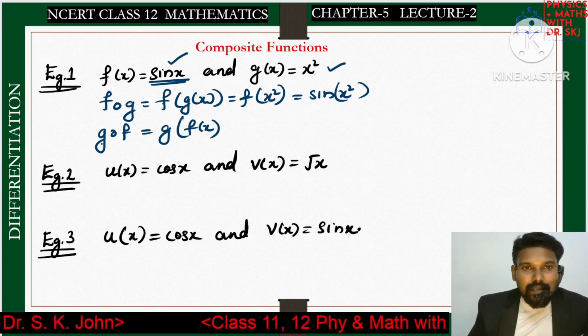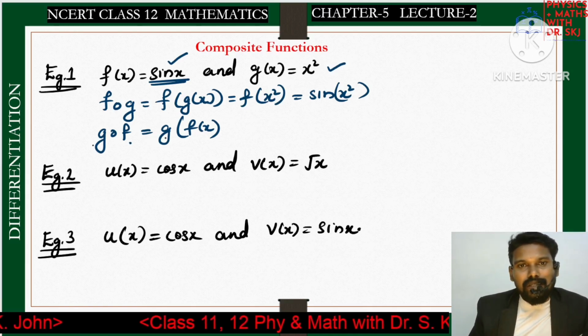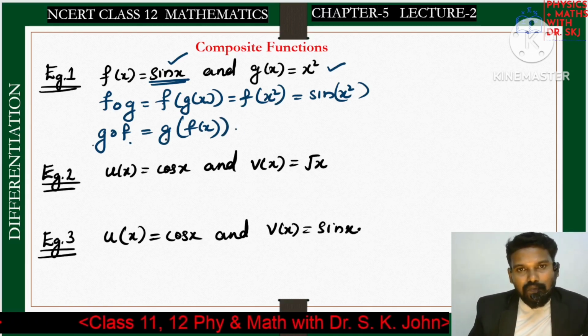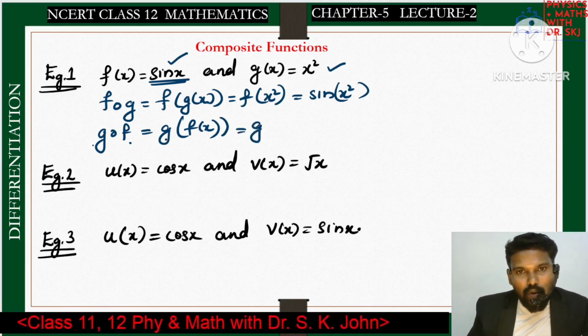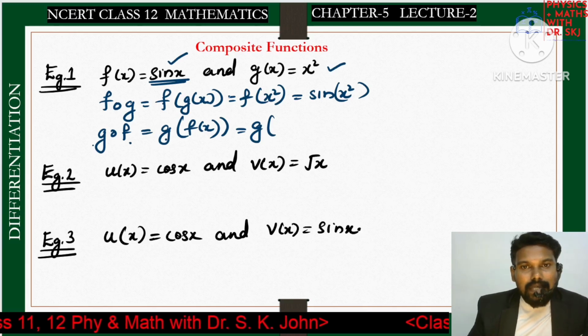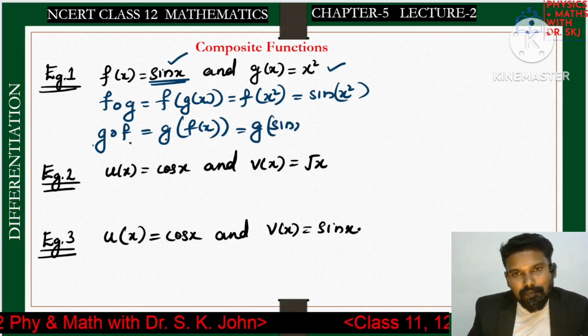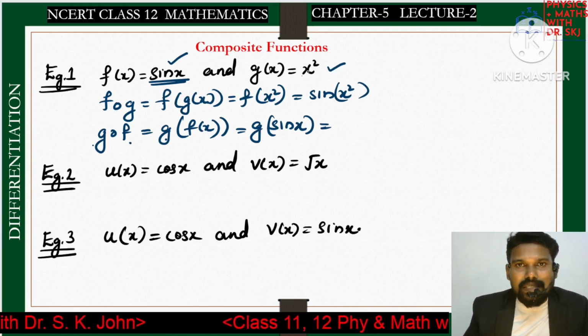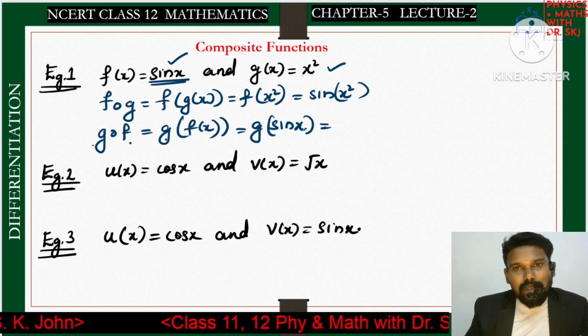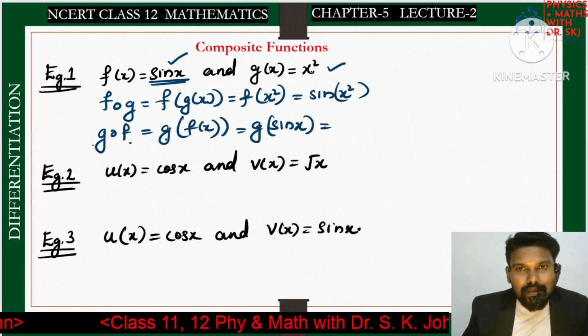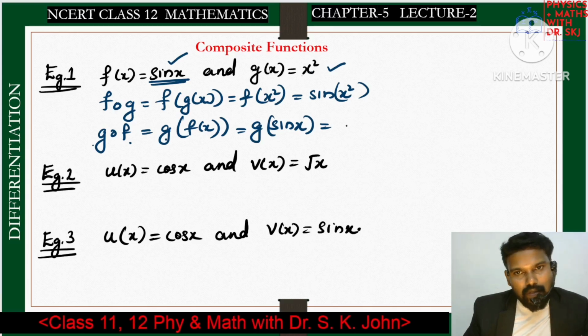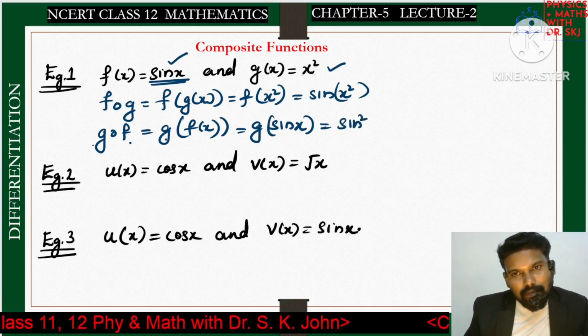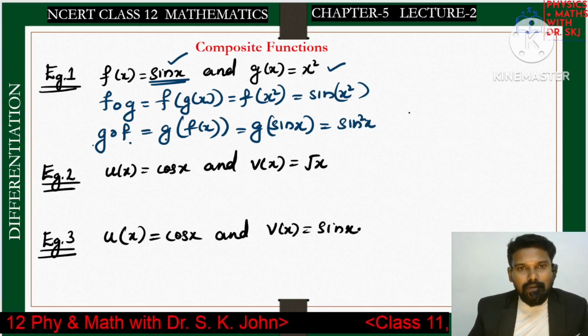What is the other one? It is g composition f, which is equal to g of f of x by definition. So this is equal to g of, what is f of x? Sin x, g of sin x, which means, since g of x is x square, we have to put sin x in the place of x. So we will get sin square x or sin x the whole square. Okay.